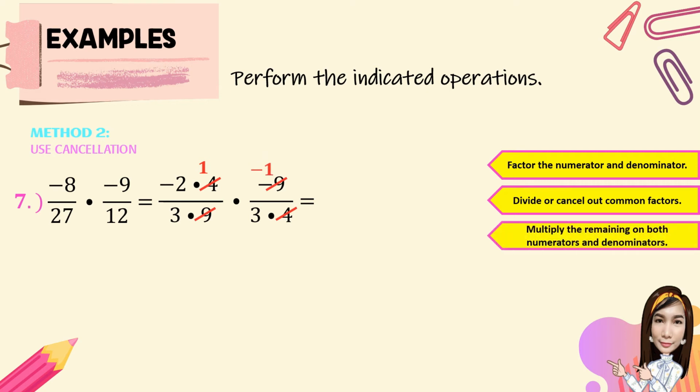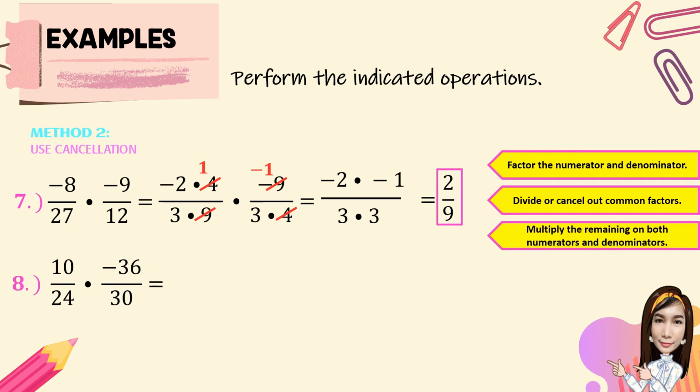Then, multiply the remaining on both numerators and denominators. So, on the numerator, we have the remaining negative 2 times negative 1. Then, on the denominator, we have the remaining 3 times 3. So, negative 2 times negative 1 is equal to positive 2 over 3 times 3 is equal to 9. 2 and 9 have no common factor, therefore that is the final answer.